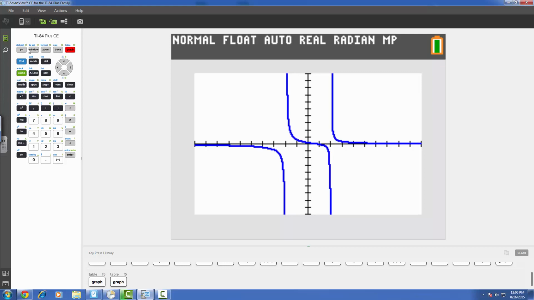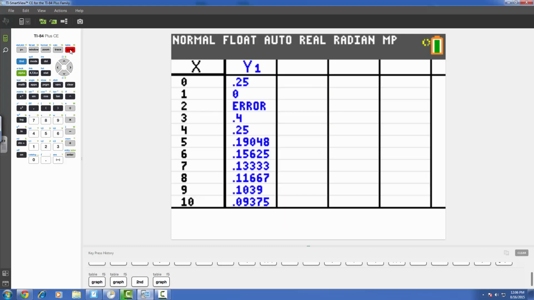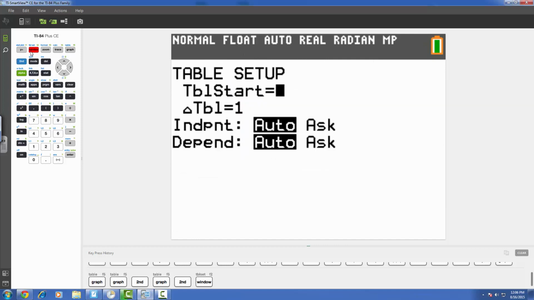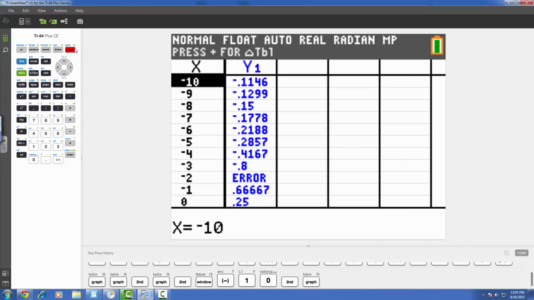So let's just go ahead and look now at the table to see what's happening there and make sure things are actually matching up. So we do see an error. Oh, we have to change some of our values so that we can see some of those negative x's. So we're going to hit second table set. And we want to set up our table starting at like -10. We're going to go by ones. That's a typical table value. And now if we just hit second table, we're brought back to this table menu.